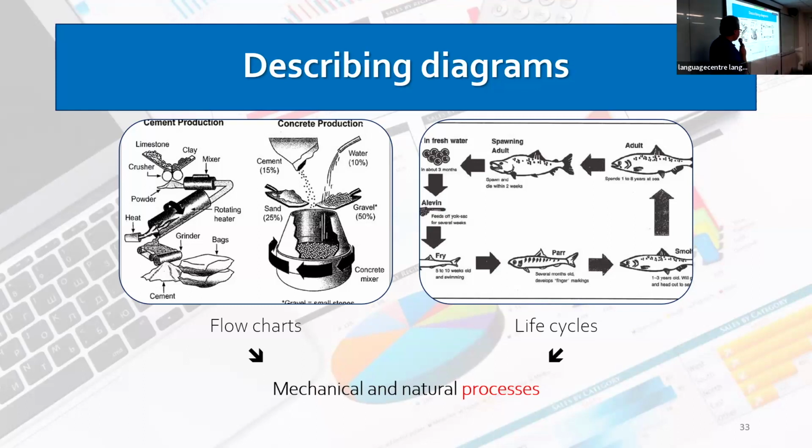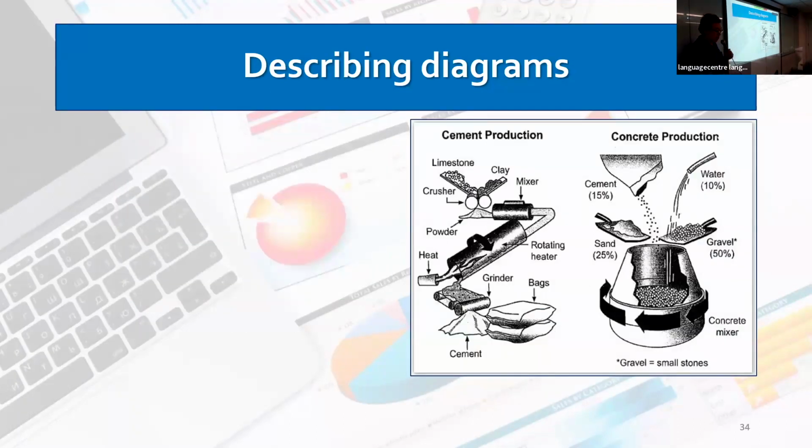Flowcharts and life cycles share one similarity. That is, these types of diagrams are showing you some mechanical and natural processes that you have to outline and describe in your information report. Then how can we describe processes in an information report? Have a look at this.